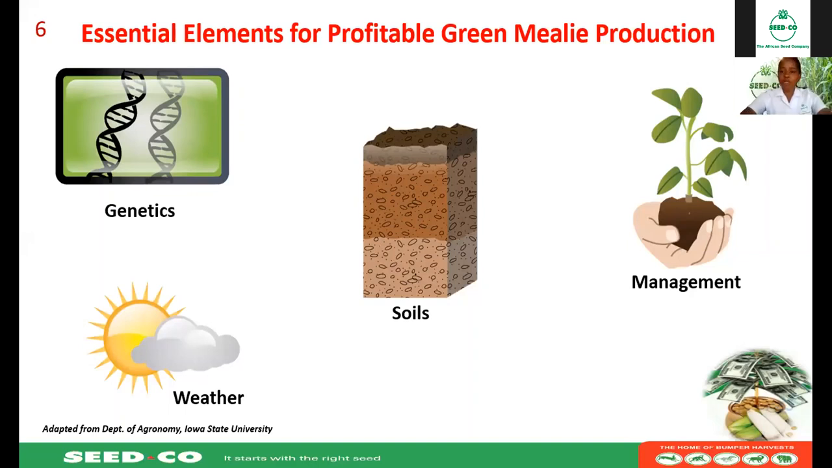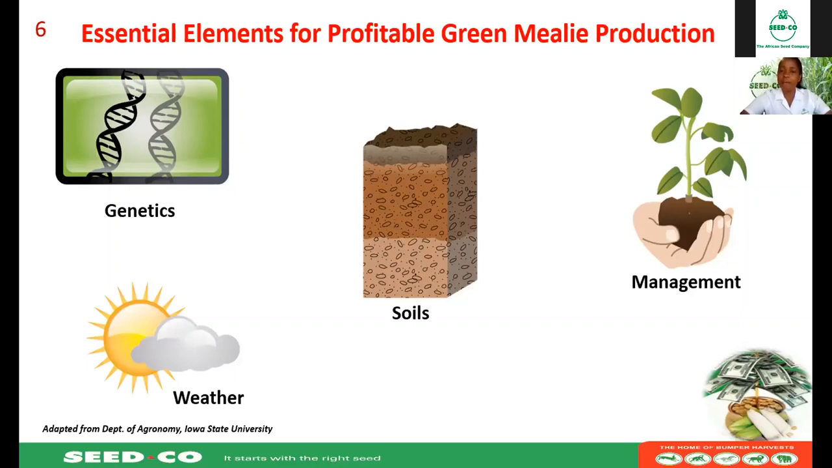Then we move on to the management. The management is the glue that cements all these factors together, where you find that farmers can get the same implements, the same tools, under the same conditions, in the same agroecological region, but still they produce different results. Why? It now boils down to the management level that they are employing on their farm. You need to embrace a hands-on approach. You need to be thorough.